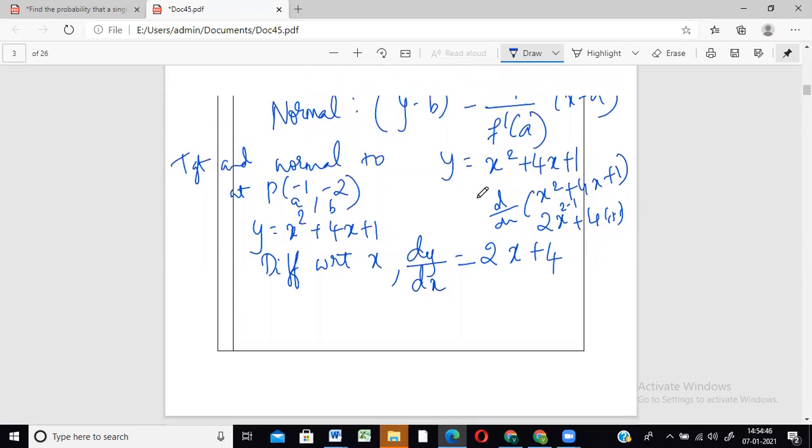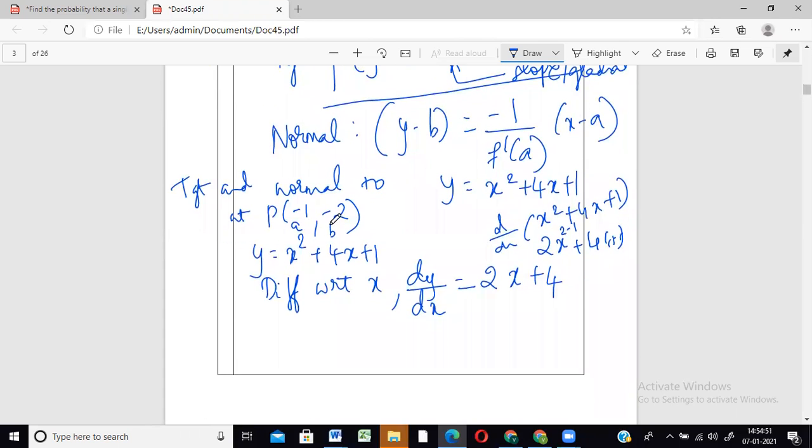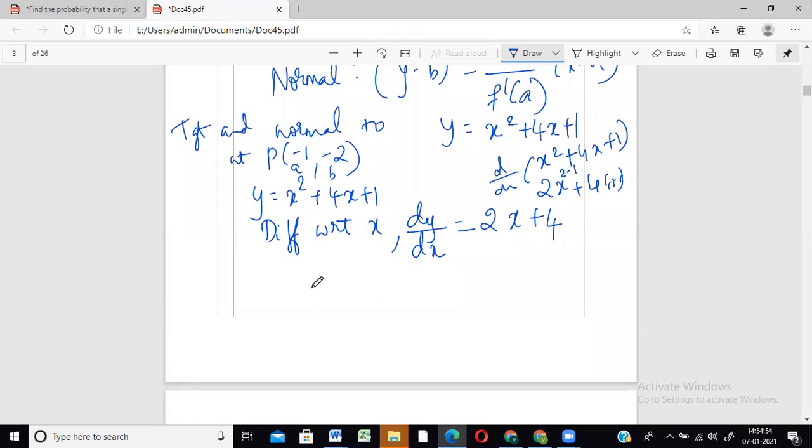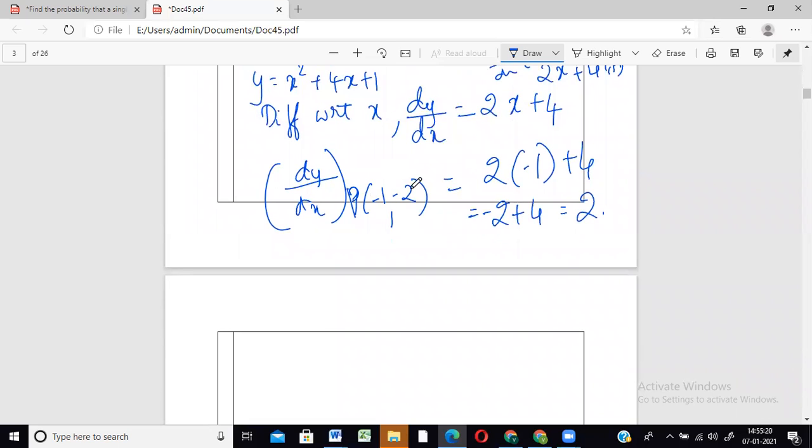But I have told you, you have to find this derivative at that particular point, f dash of a. What is our a over here? a is minus 1. So dy by dx at that particular point P, minus 1 comma minus 2, is 2 into minus 1 plus 4. 2 into minus 1 is minus 2, plus 4, which is equal to 2. Slope of the tangent at point P minus 1, minus 2 is equal to 2.